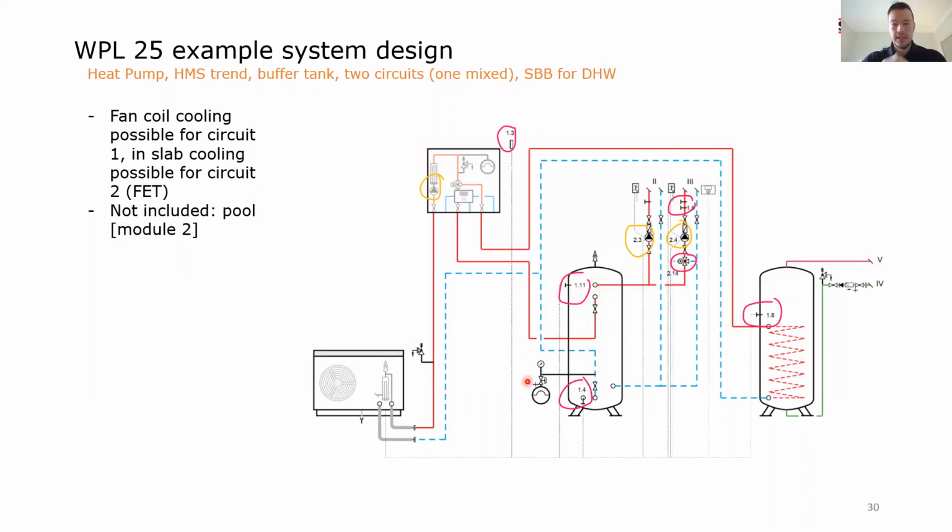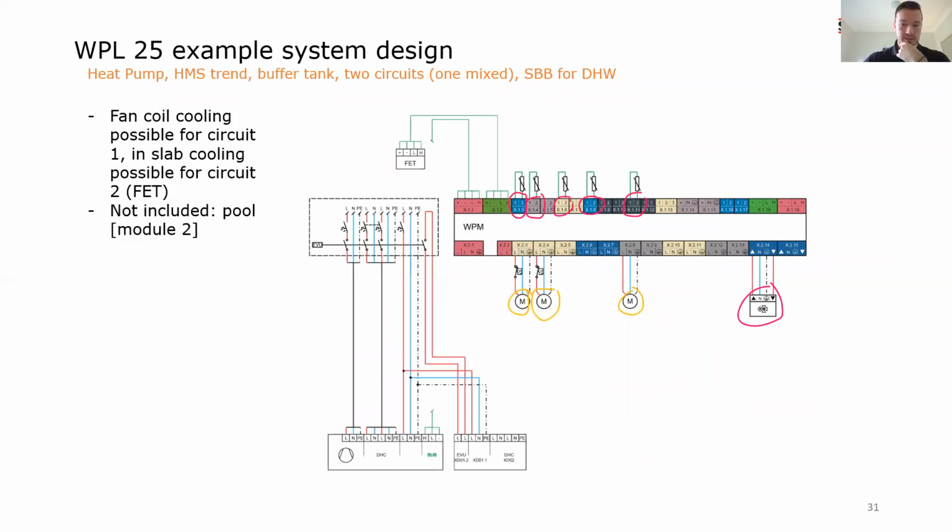A buffer tank, and again, 2 circuits. What we can do here is we could do cooling for the first circuit. We could do in-slab cooling for the second. We'll get into that as well later. We cannot do pool heating, but we can realistically do normal heating, cooling, and domestic hot water.